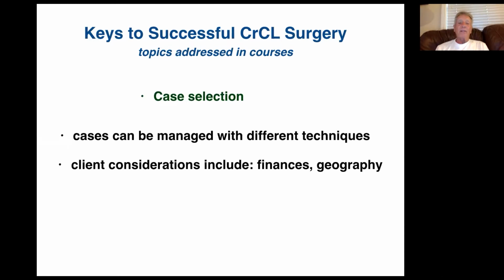There's also client considerations, and this includes finances of the client. Not everybody can go to a specialist.